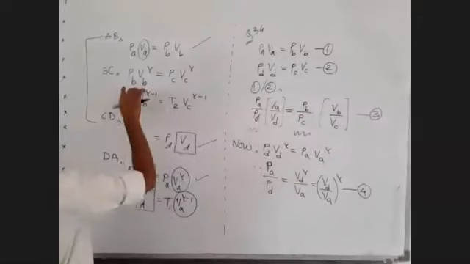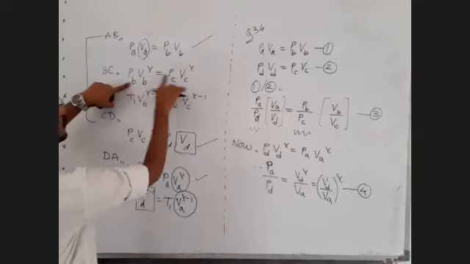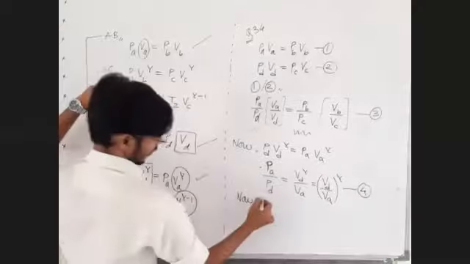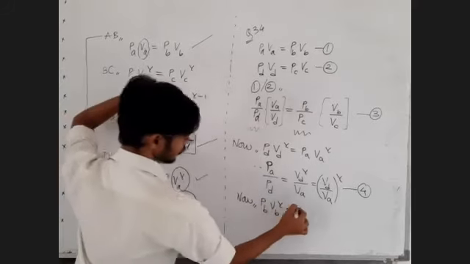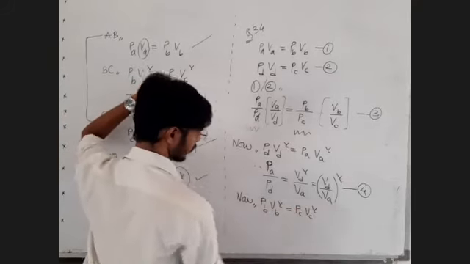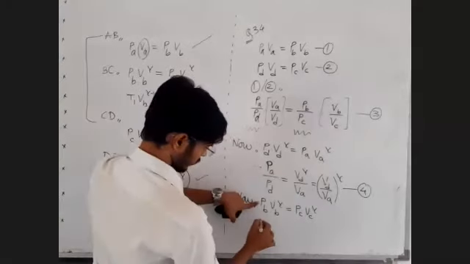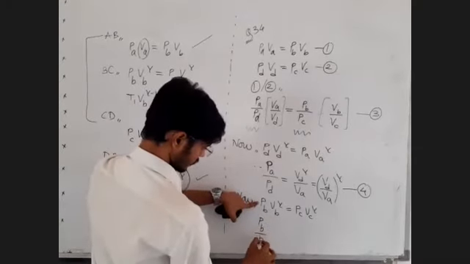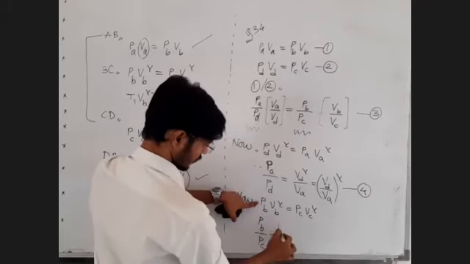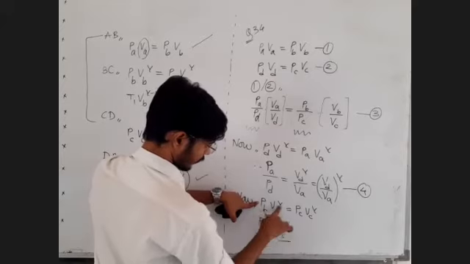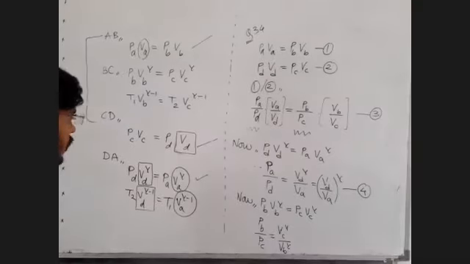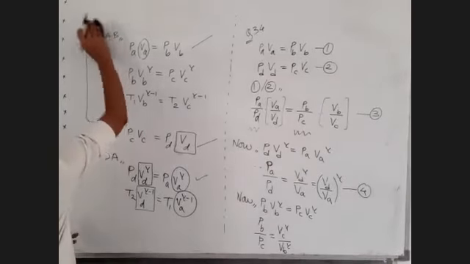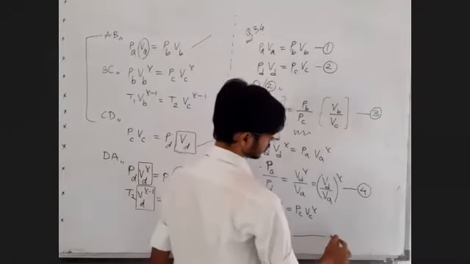So PB upon PC. Here the arrangement of PB and PC is in terms of volumes. So PB VB raised to gamma is equal to PC VC raised to gamma. We want PB upon PC. So PB upon PC is equal to VC raised to gamma divided by VB raised to gamma. Fine. Let us call this equation number 5.